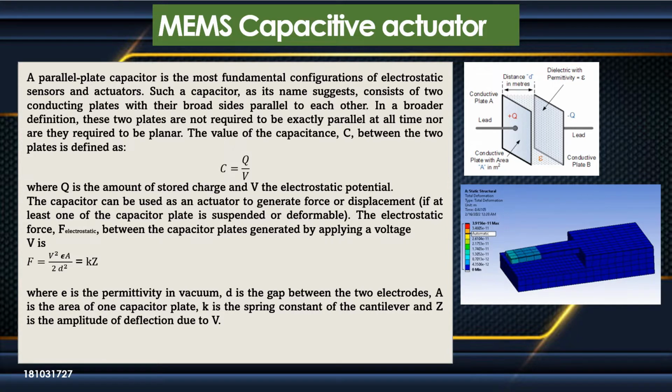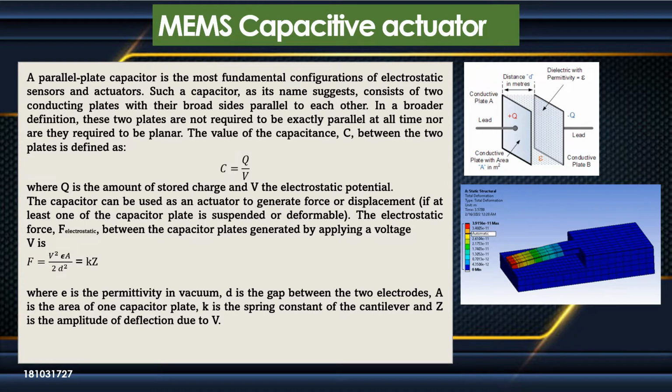The value of capacitance C between two plates is defined as Q over V, where Q is the amount of charge and V is the electrostatic potential. The capacitor can be used as an actuator to generate force or displacement.